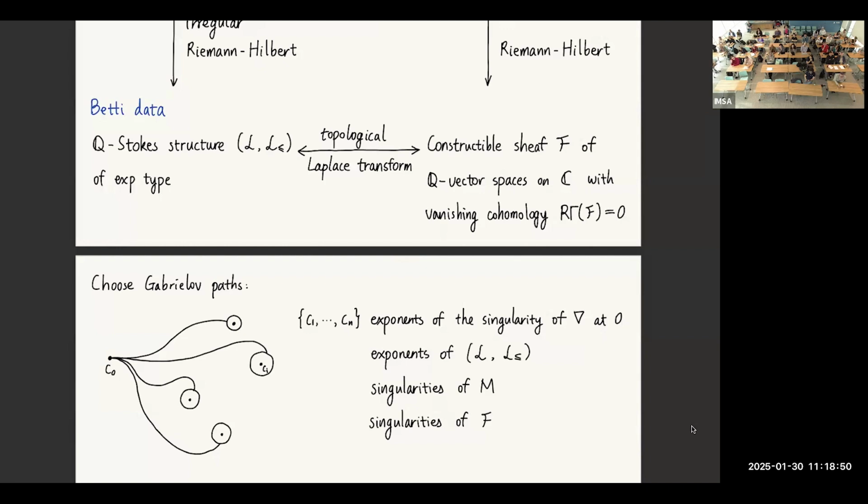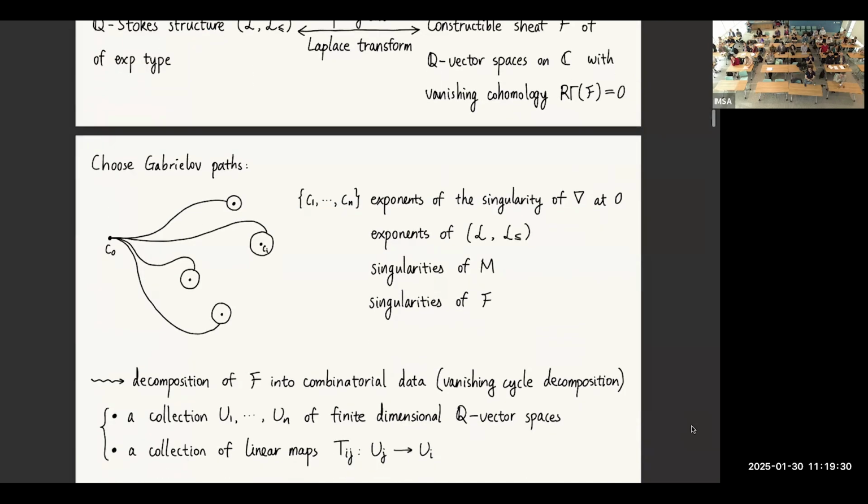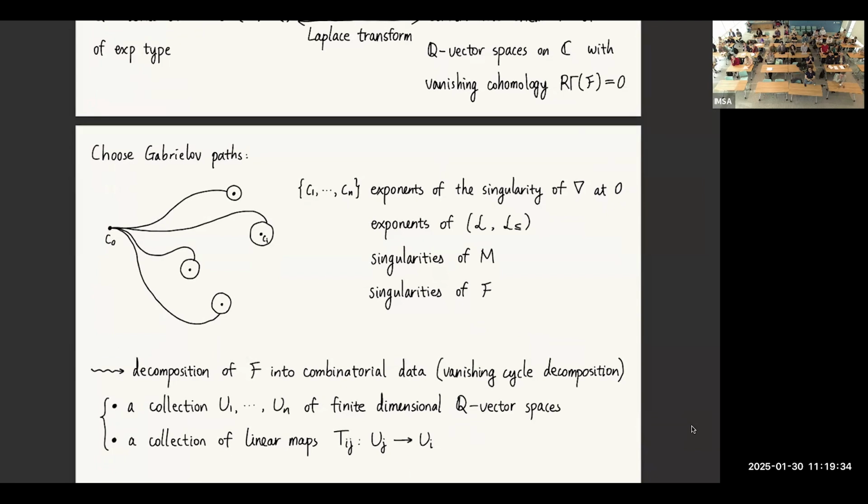Okay, so now we just draw this point. This we can think of either as singularities or exponents, and then we choose some point far away, C0, and draw this path from C0 to somewhere near this singular point. It's like how you do the Fukaya-Seidel category. And once we have this Gabriel path, it gives us a decomposition of this constructible sheaf F into combinatorial data. And this is called the vanishing cycle decomposition. So once we choose this path, we get a decomposition of this constructible sheaf F.